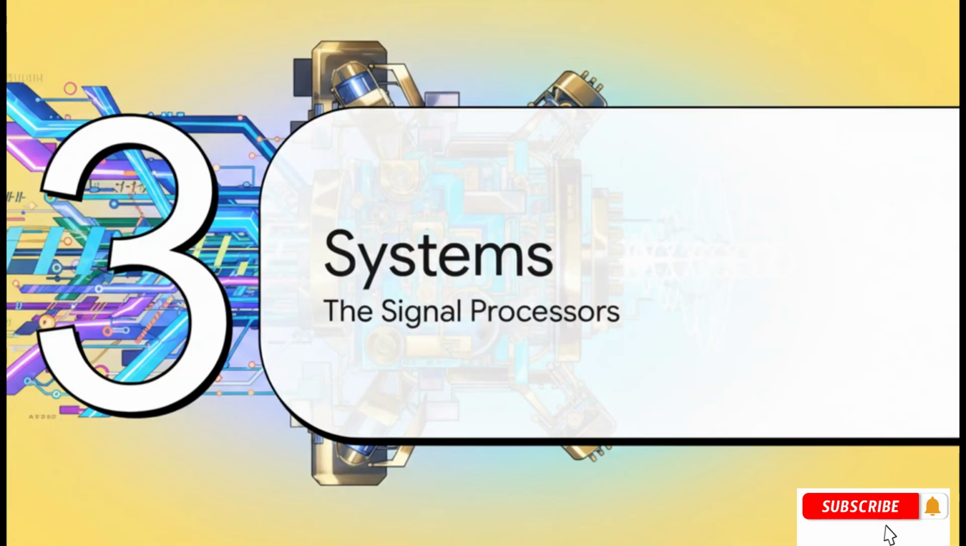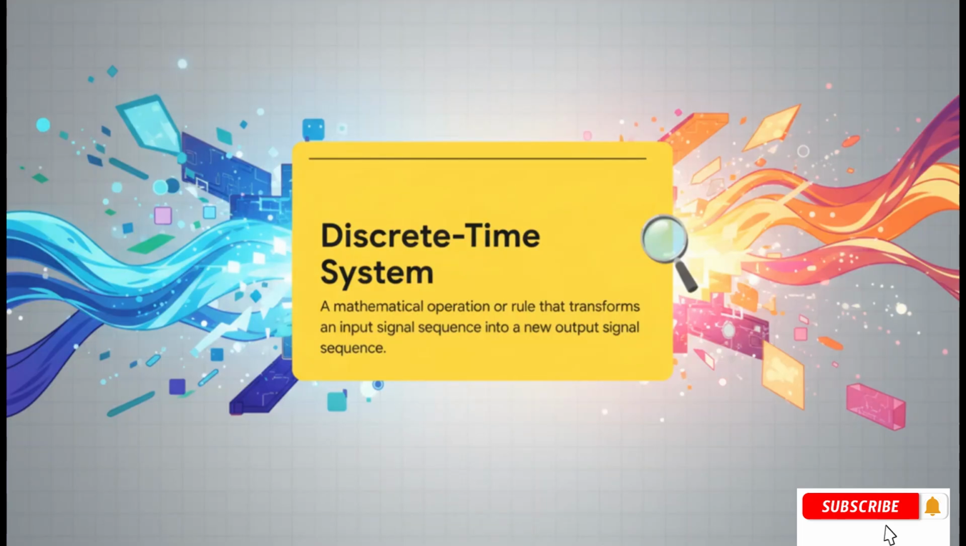So we have our signals, our sequences of numbers, but what does the actual processing? Well, that's where this next section comes in. Systems, the signal processors. You can think of a system as the engine that does all the heavy lifting. At its heart, a discrete time system is really just a recipe. It's a set of rules, a mathematical operation that takes in one sequence of numbers, our input signal, and spits out a new, transformed sequence of numbers as the output. It's like a black box for signals.